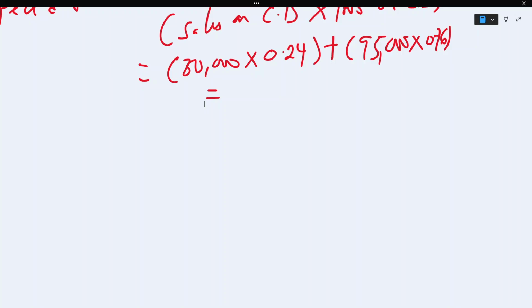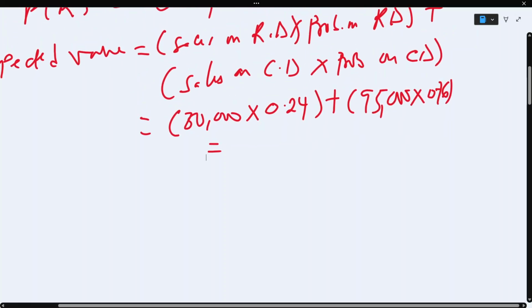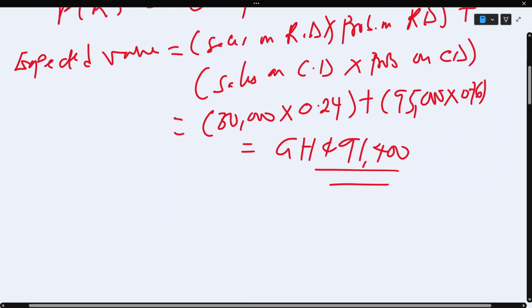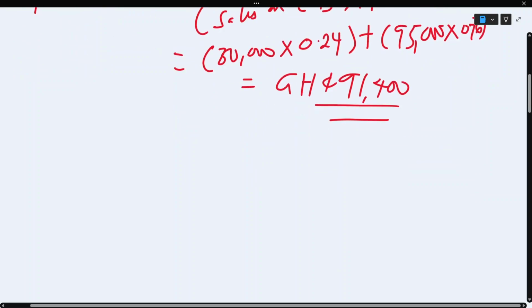Giving us a total of 91,400. And on the coming Wednesday, the owner is expected to make a sale value of 91,400.